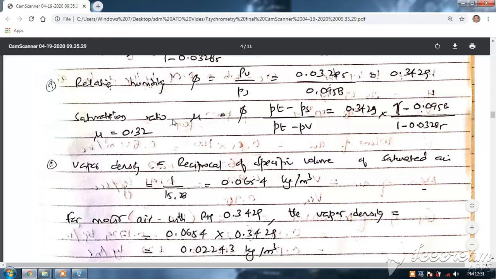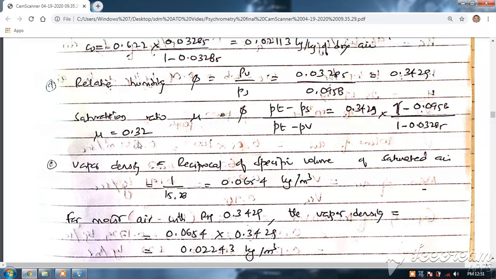Now saturation ratio mu is equal to phi times (PT minus PS) divided by (PT minus PV). This is equal to 0.3429. PT is total pressure, 1 bar, PS is known, PV is known. So mu, the degree of saturation, is 0.32 or 32%.